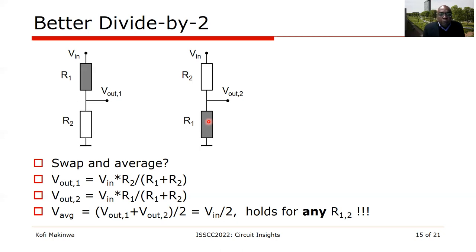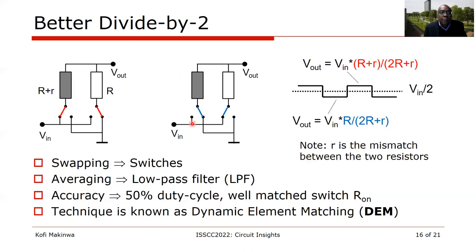So how do I actually build a circuit? Well, this is an implementation. So here you have your two resistors. Now I'm showing them as having the same nominal value R and having a certain mismatch, small r. And I have a bunch of switches over here. And with these switches, I can reconfigure my circuit.